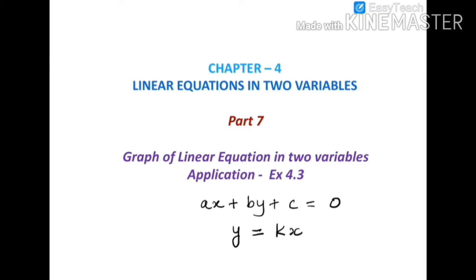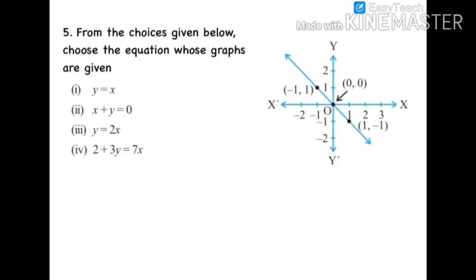In today's video lesson, we will use this knowledge to answer the questions of exercise 4.3. We have already answered 3 questions of this exercise in previous 2 classes. So let's continue from the 5th one, and we will solve the 4th one later in this video lesson. From the choices given below, choose the equation whose graphs are given. So this is the first graph for which 4 equations are given, and we have to choose the one that corresponds to this line or represents this line.